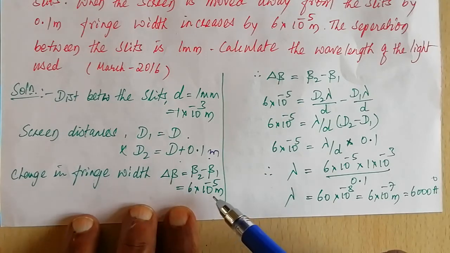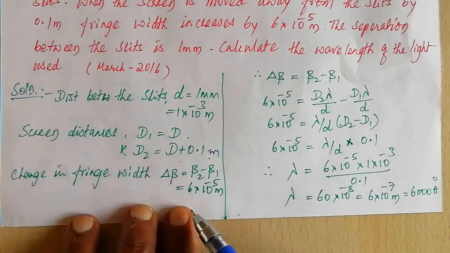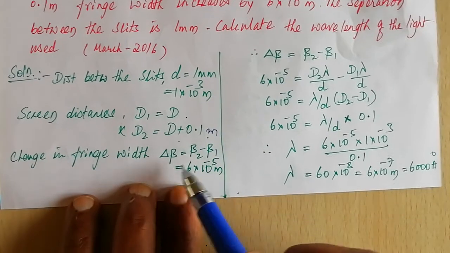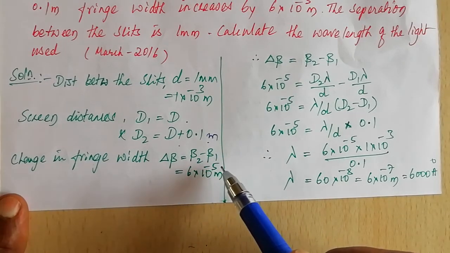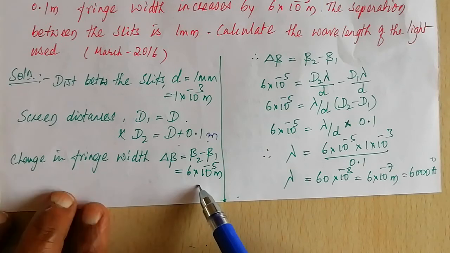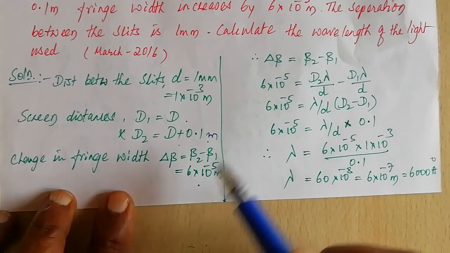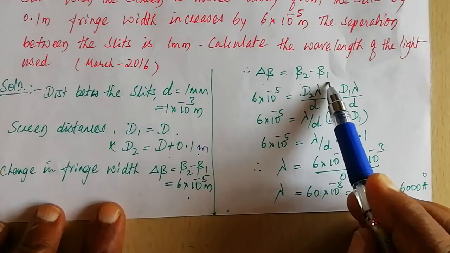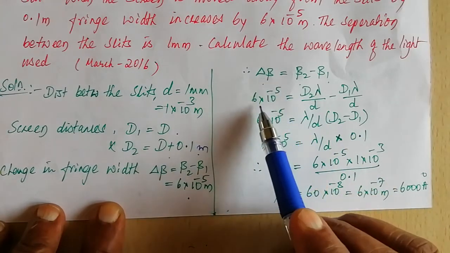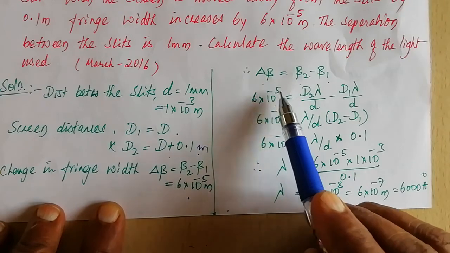Change in fringe width is different from the new fringe width. New fringe width is beta 2. Change in fringe width, that is delta beta, is beta 2 minus beta 1. It is given in the sum itself. Therefore delta beta equals beta 2 minus beta 1. Delta beta is given as 6 into 10 raised to minus 5.